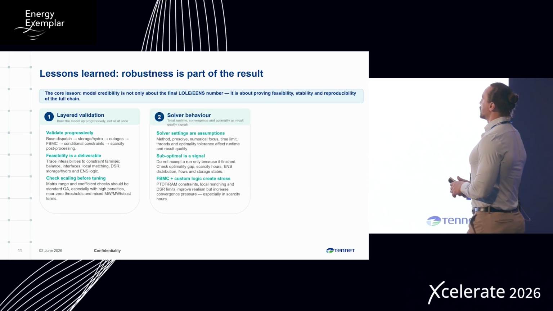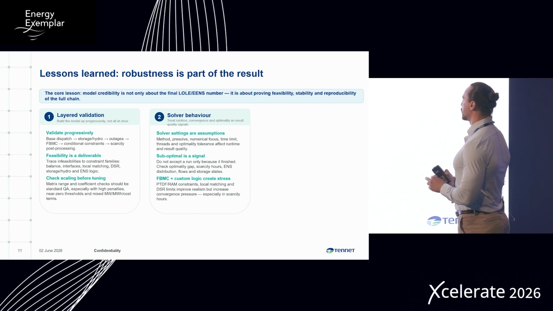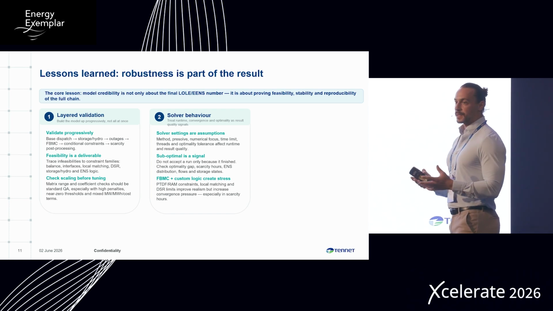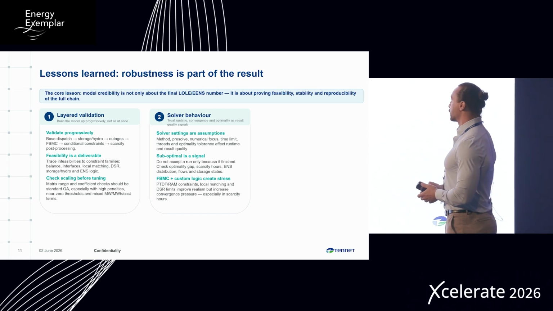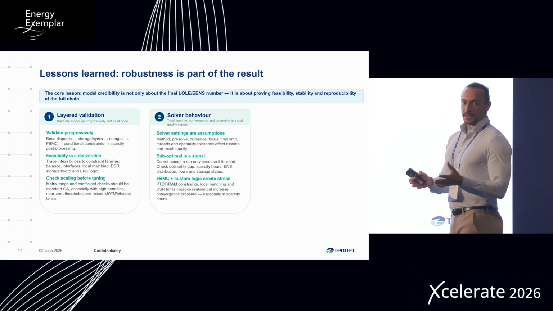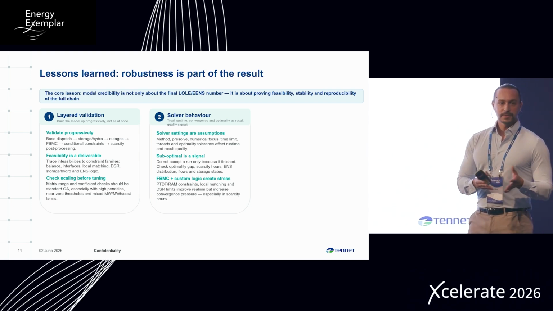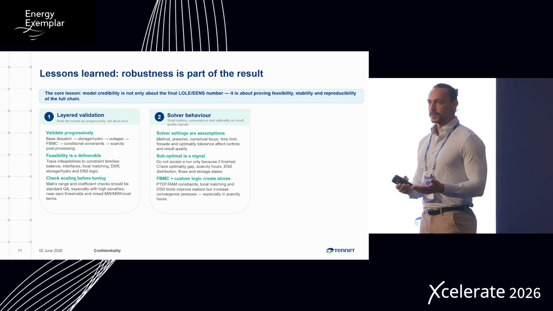Solver behavior. Solver settings are assumptions. So, for example, if you increase the numerical focus or you look at the optimality tolerance, this can really affect the results, the quality of the results. So what we do there is, in Gurobi, there is a long list of solver options. I really suggest that people should look at the options and see what kind of solvers you can use to make your model more performant.